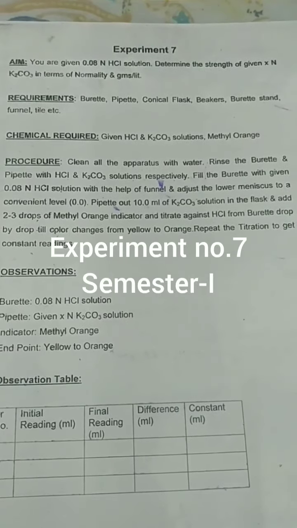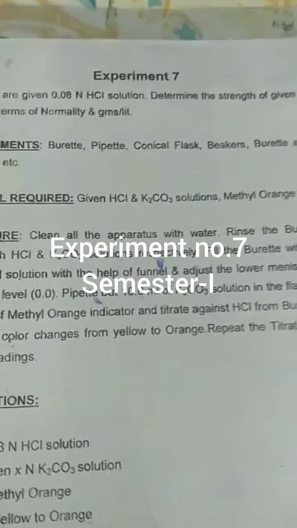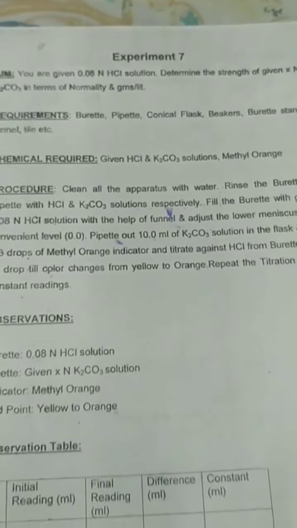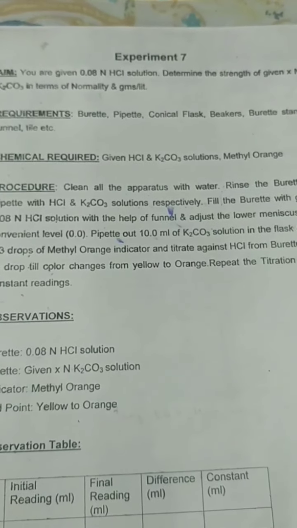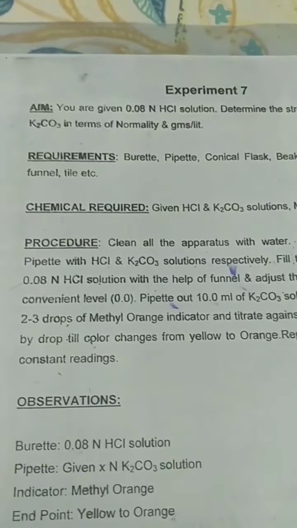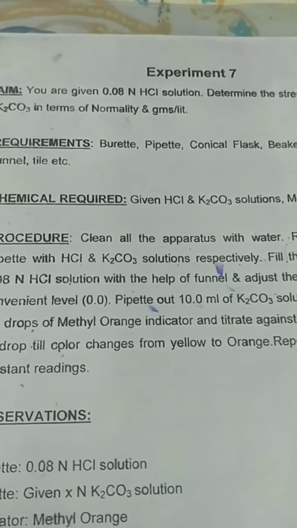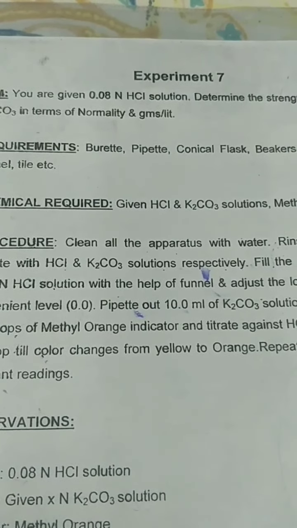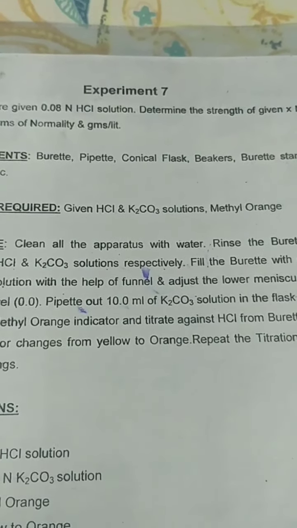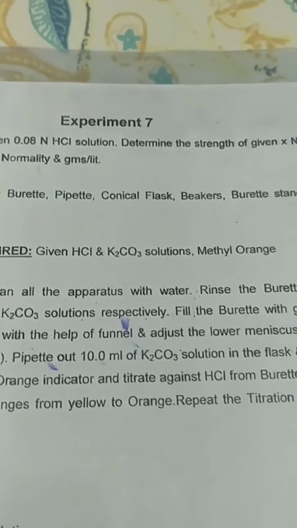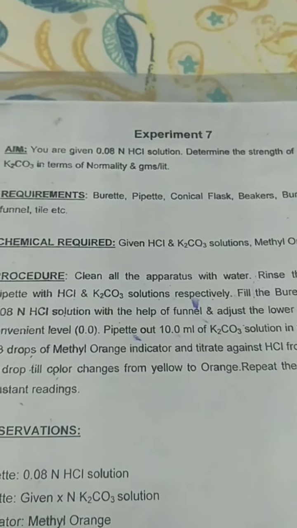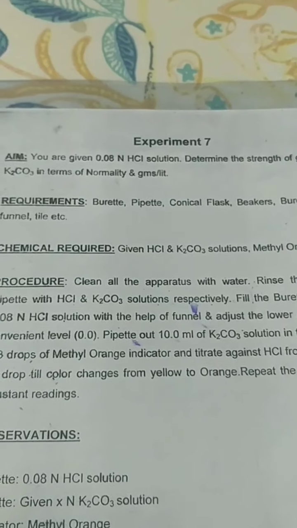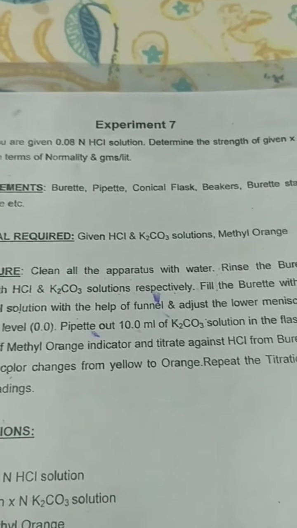Hello students, today we will start with experiment number 7 of our first semester. The aim of the experiment is: you are given 0.08 normal HCl solution. Determine the strength of given X normal K2CO3 in terms of normality and grams per liter.